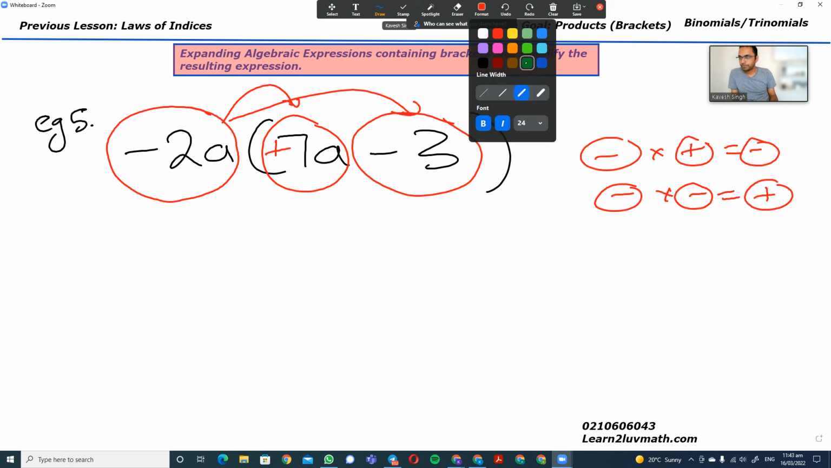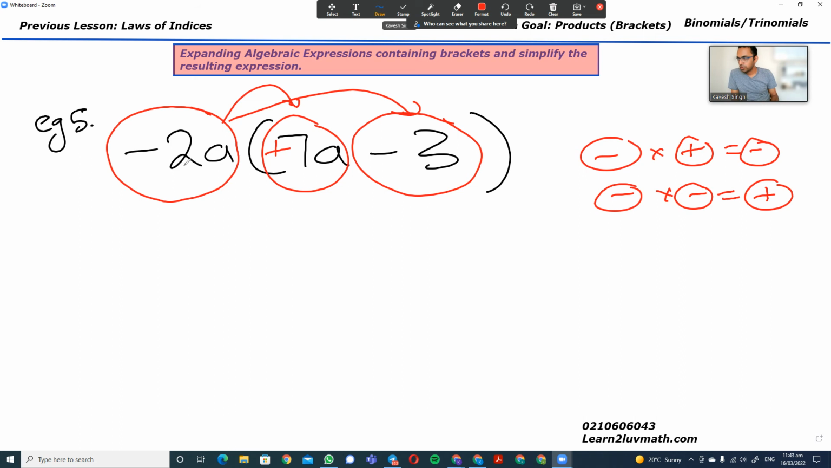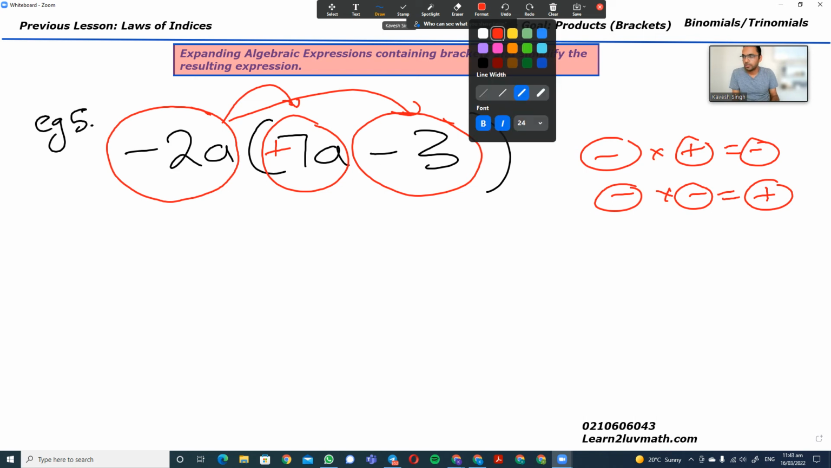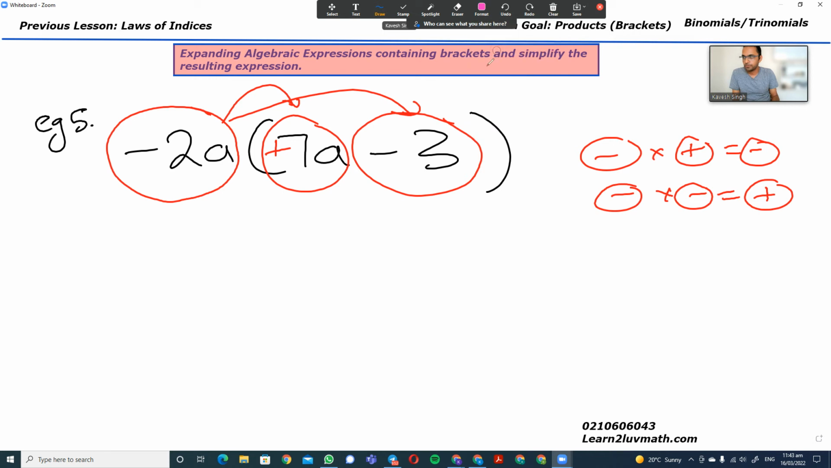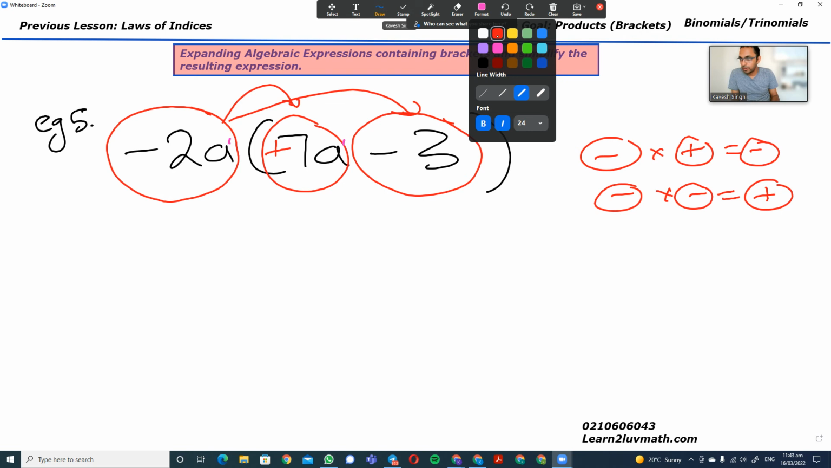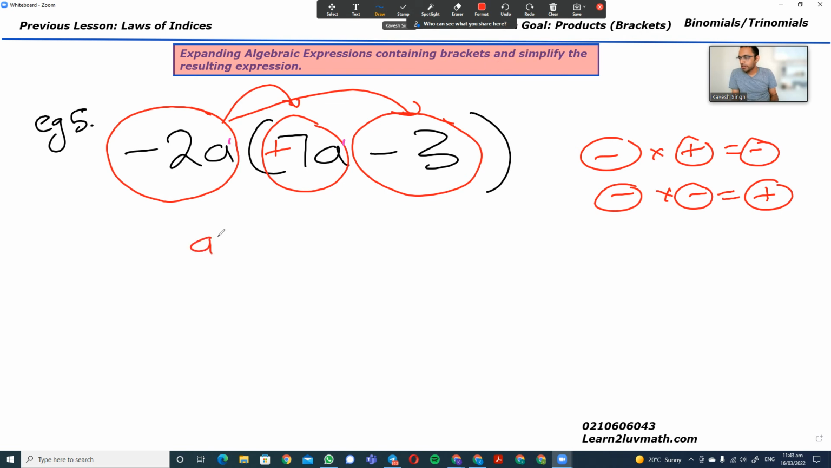So here we go. Negative 2a times positive 7a. When we multiply two variables together, we add the powers. So we have power of 1 here, power of 1 here, which means it's going to become power of 2. A times a becomes a squared. Let me just write that down. And at the same time, I've got negative 2 times 7.